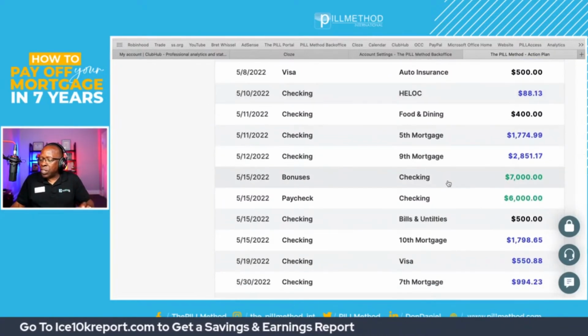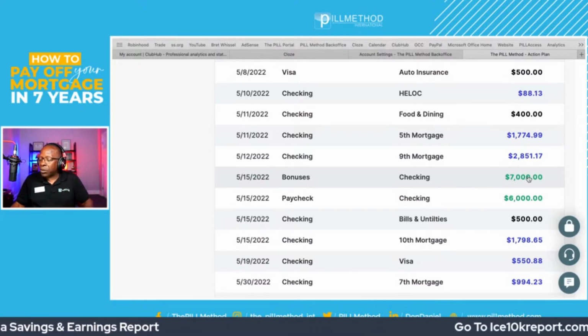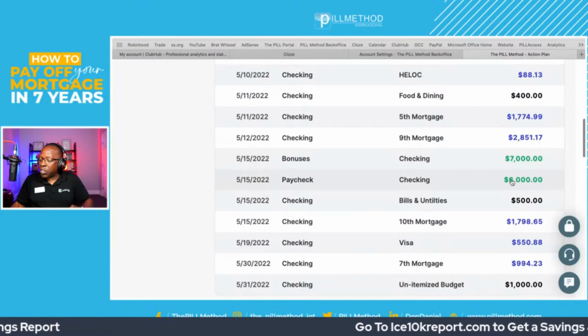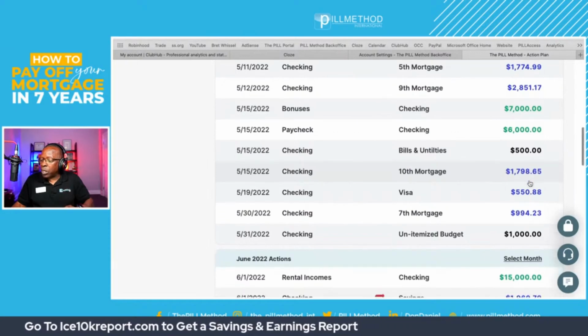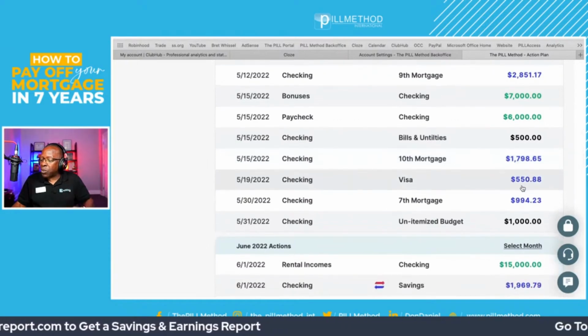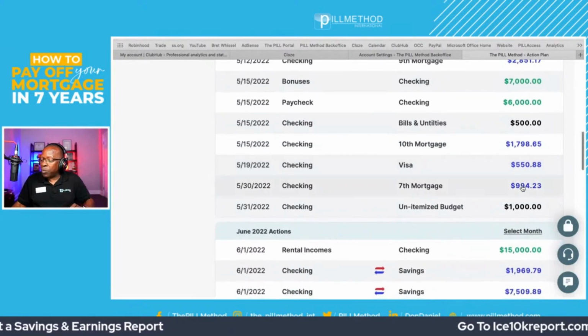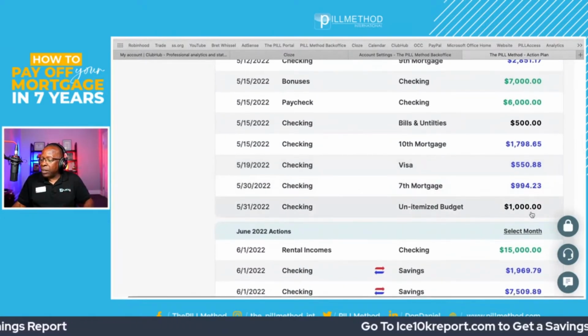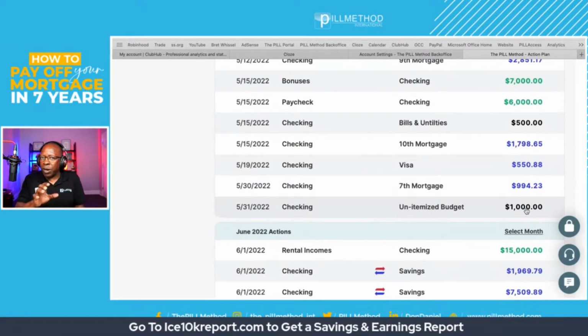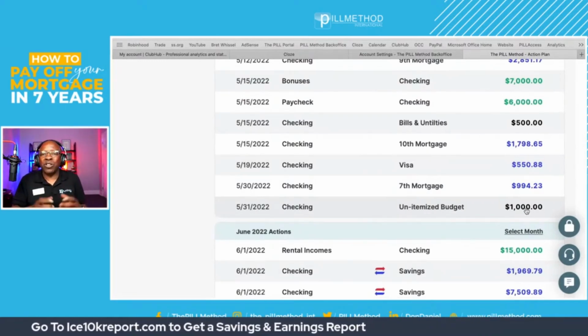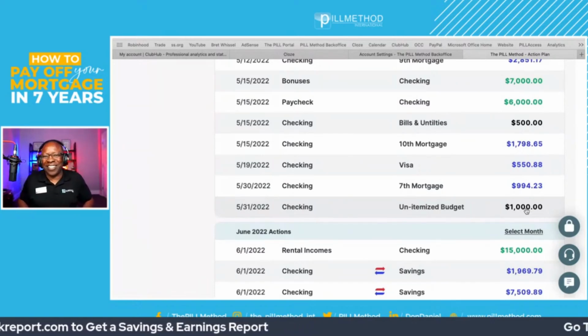Also, he received a bonus from his job. All right. And that was $7,000. And then he got a paycheck for $6,000. All right. And then paid $550 on the Visa. All right. Paid mortgage number 7. And then unitemized budget. So that is the part of the money that they spend on the family just to have a little fun. Okay.